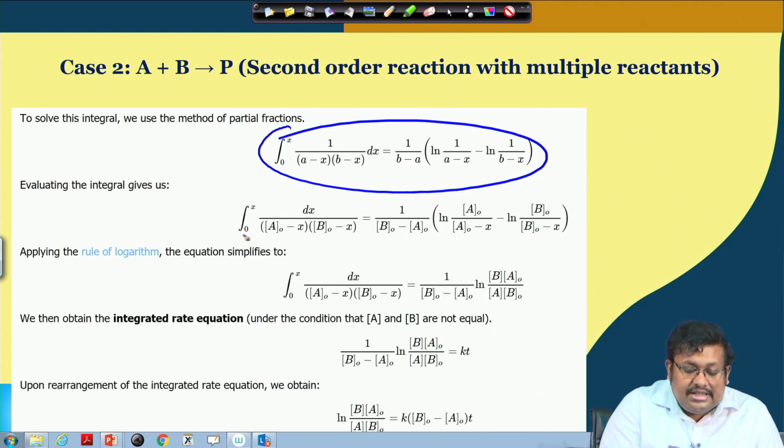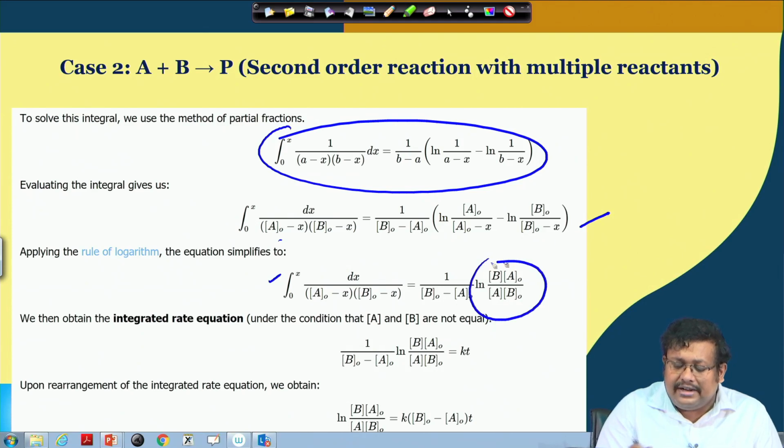in this form, which is the integration from 0 to x of dx by (initial concentration of A minus reacted concentration) into (initial concentration of B minus reacted concentration) equal to 1 by B minus A, that is B0 minus A0, and then taking this logarithmic form. Now, applying the natural logarithm, this equation can be simplified. The left hand side will remain as such, however, in the right hand side this logarithmic form will be simplified to this.